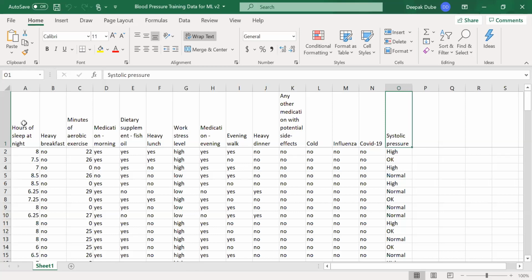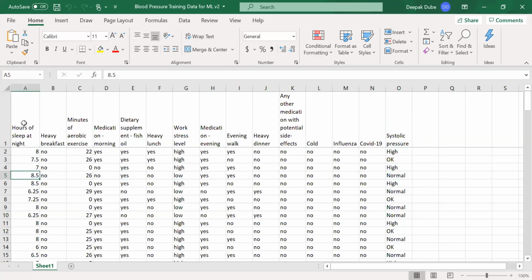Now, generally, it's considered in recent practices that 130 or higher millimeters of mercury is considered high systolic blood pressure. Between 120 to 130, it's considered okay, and anytime you're below 120, 110, around that range, it's considered normal. So that's how we follow these practices.